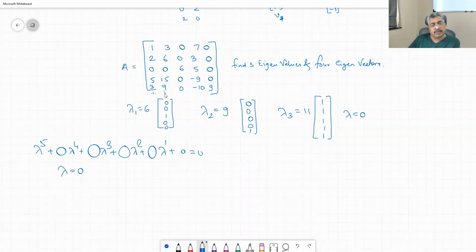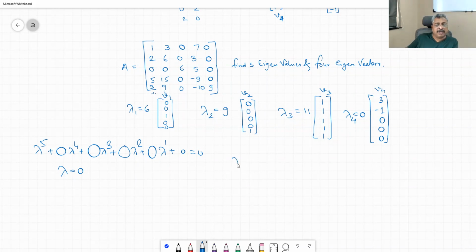And you can get the vector corresponding to that by multiplying the first column by 3 and the second column by minus 1, remaining 0. This is going to be your fourth vector. This is v1, vector 2, vector 3, vector 4.